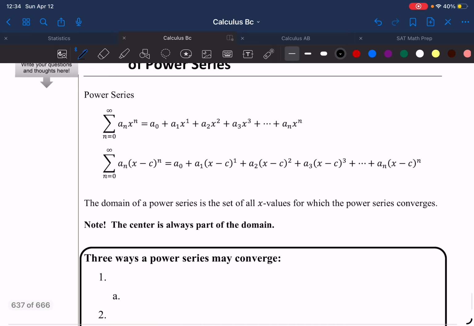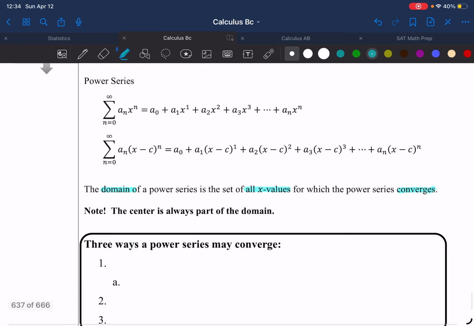Important part here is remember the domain of a power series is the set of all x values for which the power series converges. So the domain is all x values where it converges. Okay, then it says note, the center is always part of the domain. And you're going to understand why once we're looking at some of these examples.